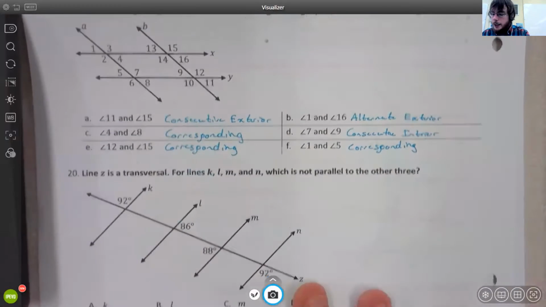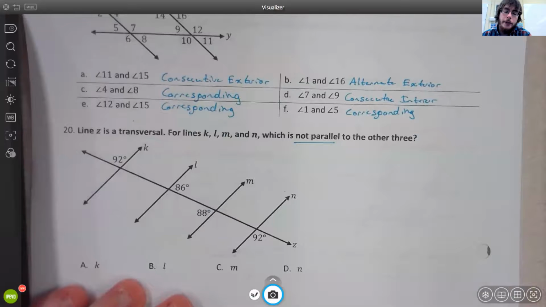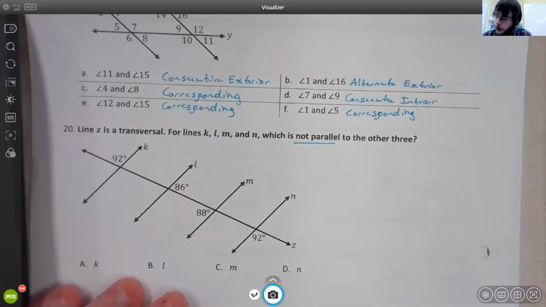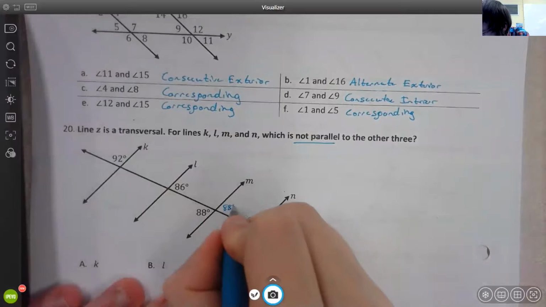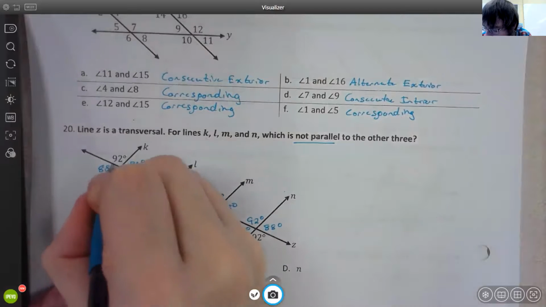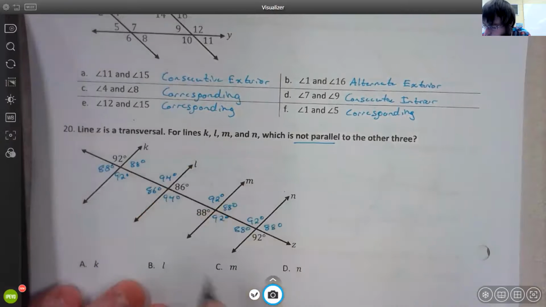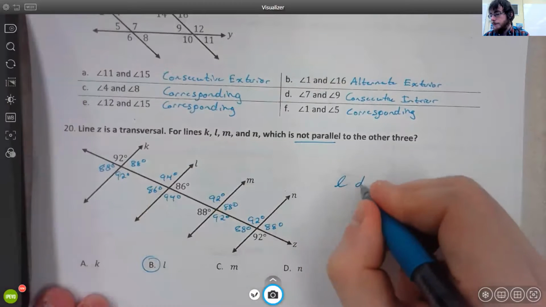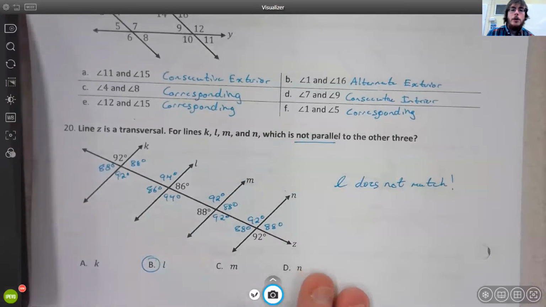And then finally, number 20, line Z is a transversal for lines K, L, M, and N, which is not parallel to the other three. So what we're going to be doing is looking for the one that does not match the other three intersections. If we fill these out, 92, 88, 88, 88, 92, 92, 92, 88. You can tell just by looking at it which one has a different angle measure. We see that the odd man out is line L. So L does not match, so it's not parallel.